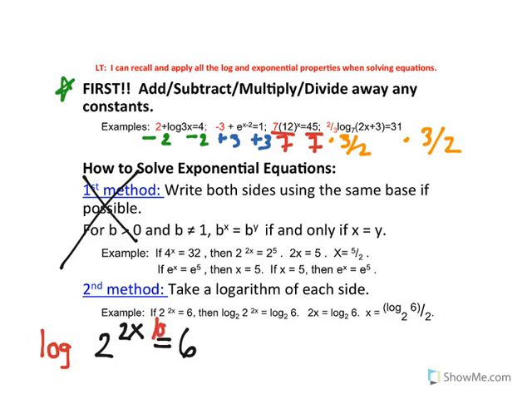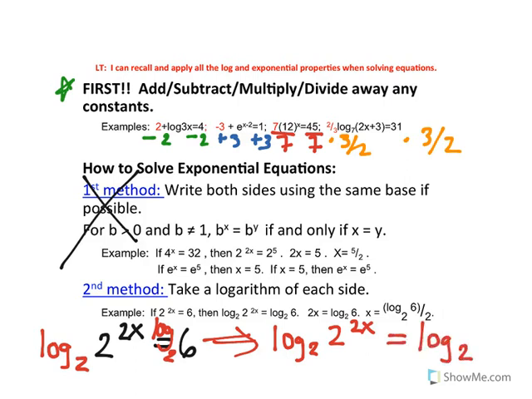Now you have to be careful because, again, my base is 2, so I have to take the log base 2 of both sides. And so to solve this equation, what I'm looking at is log base 2 of 2 to the 2x power equals log base 2 of 6. And then we are right back with those properties that we've learned in previous classes. I'm still trying to access the x variable.